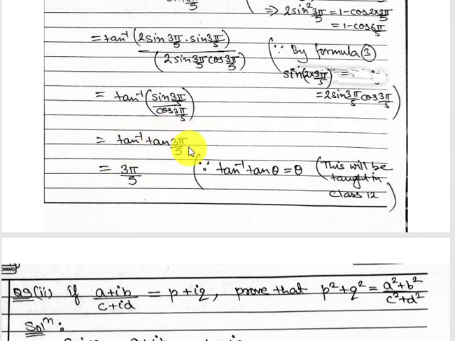Okay, the answer is that particular angle. So that's why tan inverse tan 3 pi by 5 means 3 pi by 5. The reason I have written tan inverse tan theta is always equal to theta. This will be taught in class 12, so you don't have to go into much further detail.